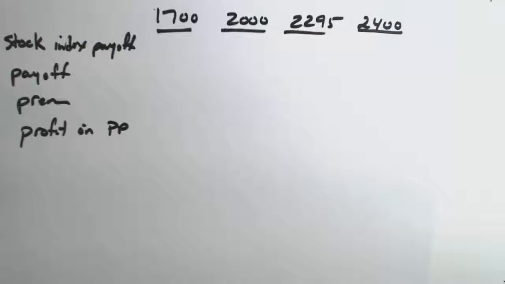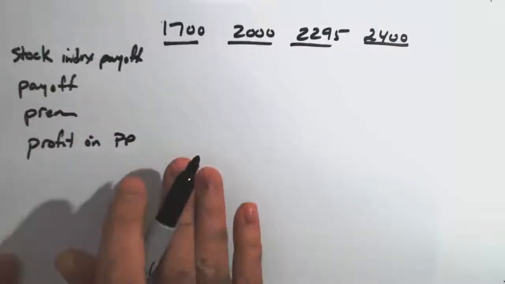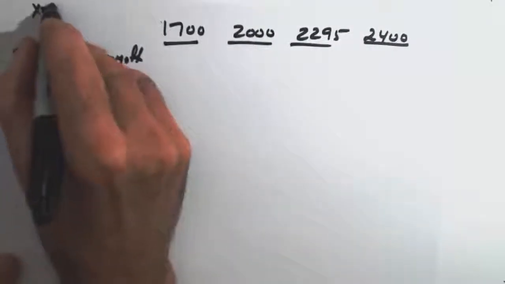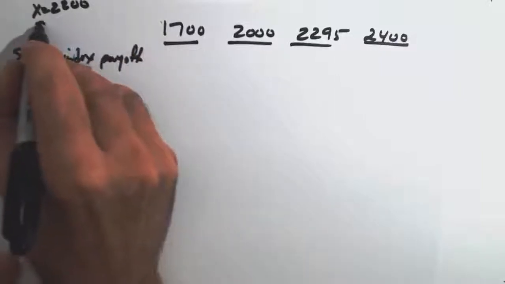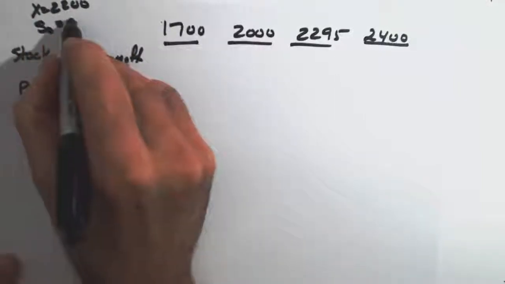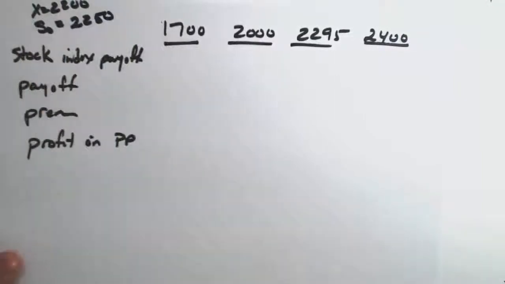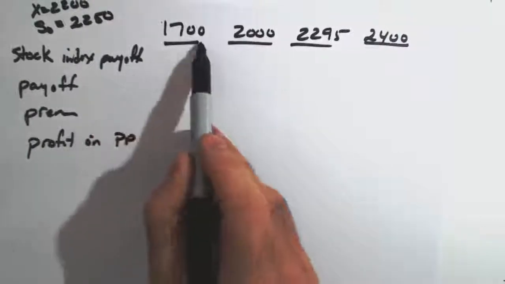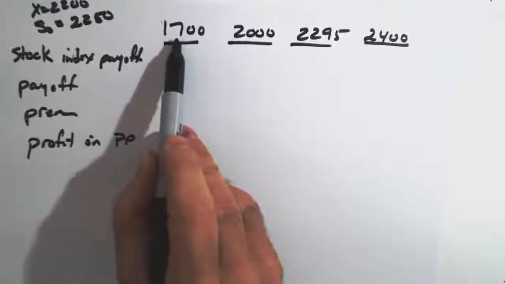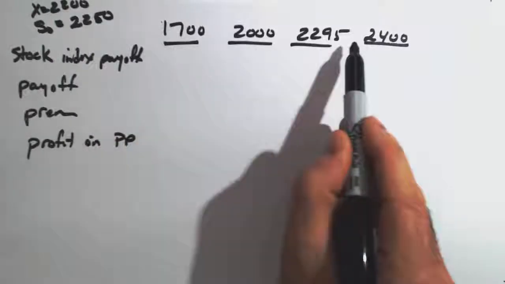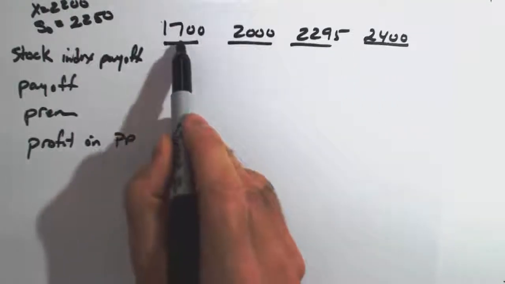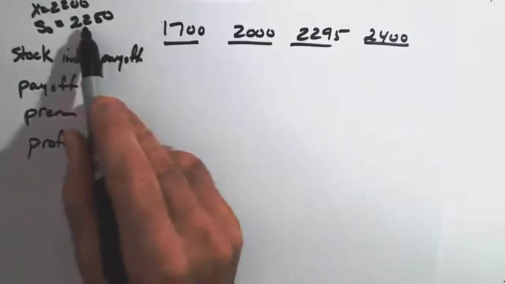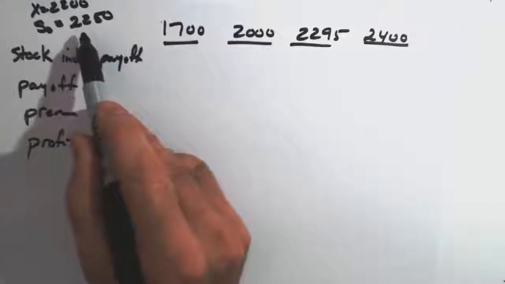Okay, so now keep in mind a little cheat sheet right here. X equals 2,200, and the stock price when we started out was 2,250. Now, this first scenario says, look, the stock market drops. So this is the S&P 500 scenarios. The S&P drops to 1,700. It was 2,250 when we put this position on.